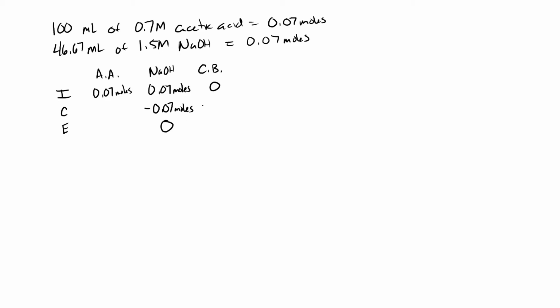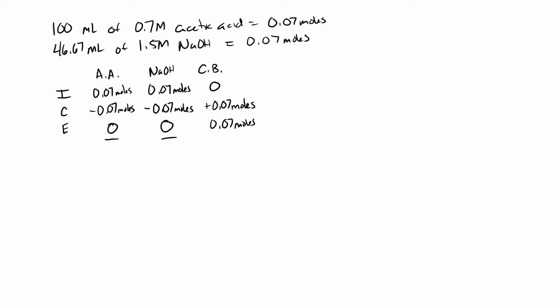And now, since we know the change, we know that all the other components of this reaction will also change by 0.07 moles. And so we're going to be able to fill in the rest of our ice table with those numbers. And of course, what we're going to see is that we have no acid and we have no sodium hydroxide remaining. It has all been converted to the conjugate base and water.